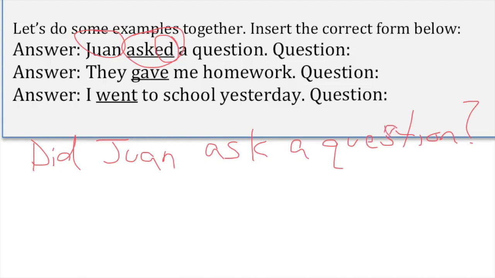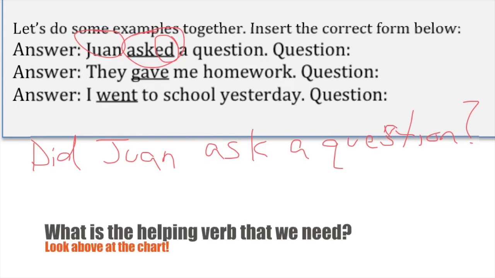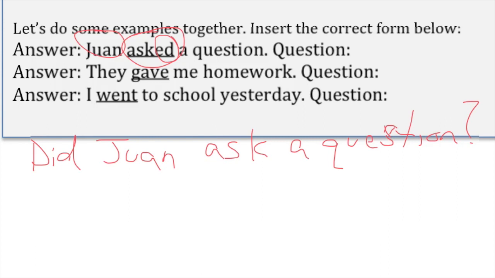Bada bing, bada boom. Don't forget your question signs, that's really important. Over here. Next up, they gave me homework. Let's make a question with it. What's the helping word again? Think. Alright, so your helping word once again is ding, ding, ding, did. So, did. What's the subject? I, you, he, she, it, we, or they. You should be thinking they.